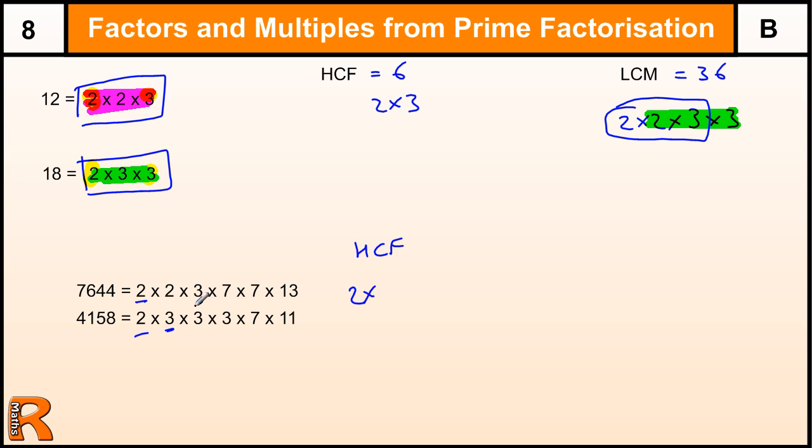I can certainly have a 3 because there's a 3 in both, but I can't have any more 3's because there's 2 more 3's to go in this one, but there's no more 3's in this one. I can have a 7 in both, but no more 7's, and I can't have an 11 in both because there isn't an 11 in both, or 13. So the highest common factor is just that number, which happens to be 42, because 6 times 7 is 42.